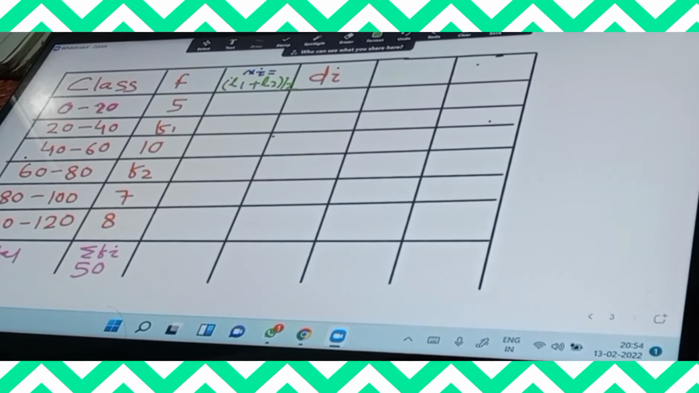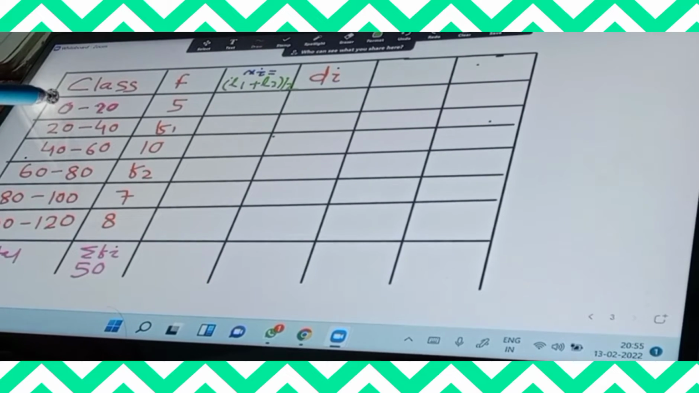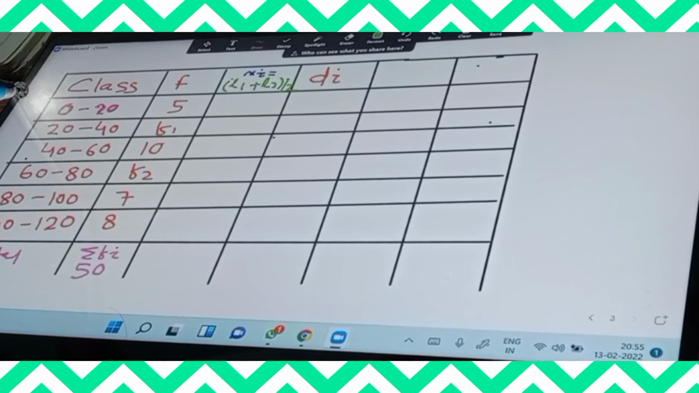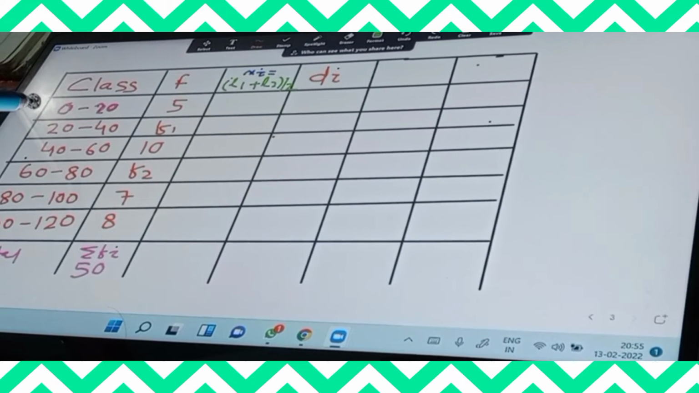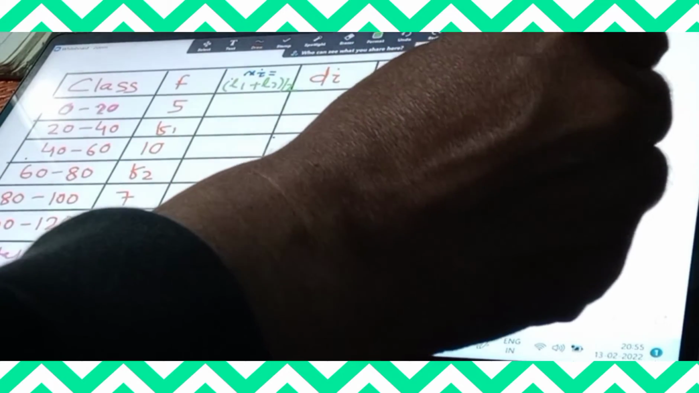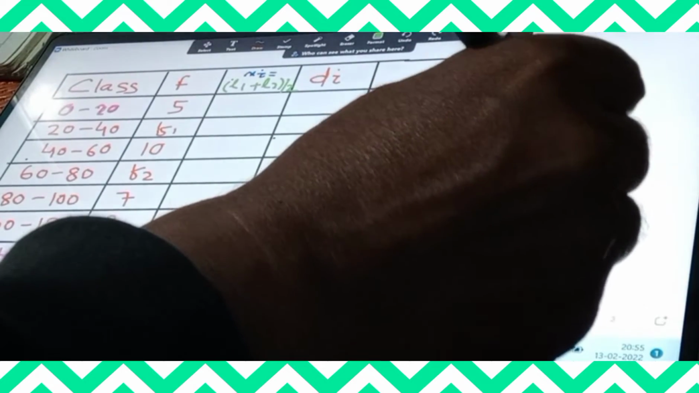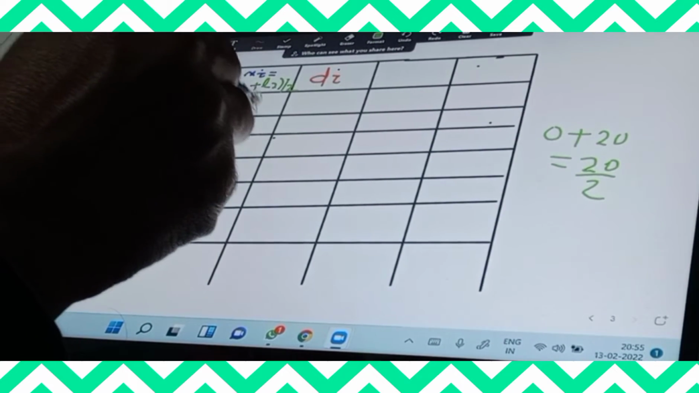The class mark formula all of you know: lower limit plus upper limit by 2, L1 plus L2 by 2. In the first class interval, L1 is 0 and L2 is 20. So 0 plus 20, what is 0 plus 20? It is 20, divided by 2, which is 10.